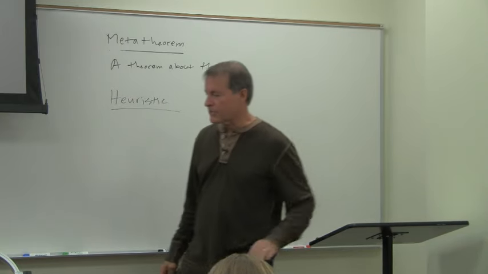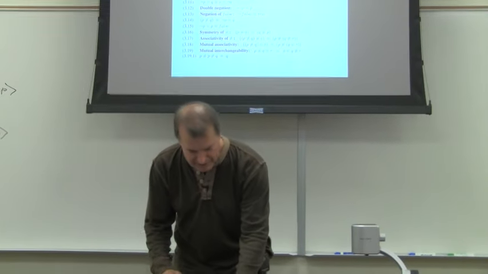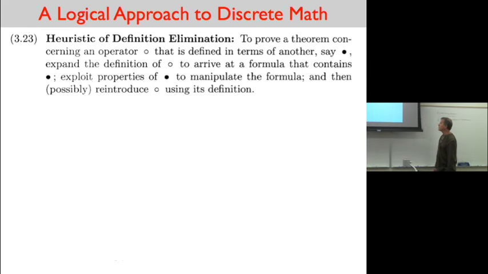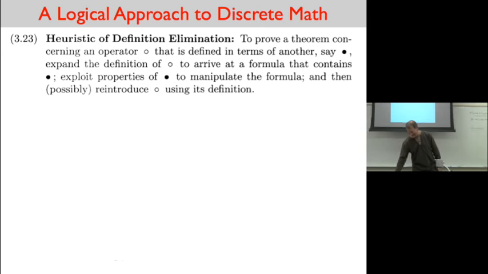This is our first heuristic that we're looking at here. It's called heuristic definition elimination. I'll just read it. It's kind of complicated, but to prove a theorem concerning an operator circle that is defined in terms of another, say, dot, expand the definition of circle to arrive at a formula that contains dot, then exploit properties of dot to manipulate the formula, and then reintroduce circle using its definition. You need to exploit the dot.